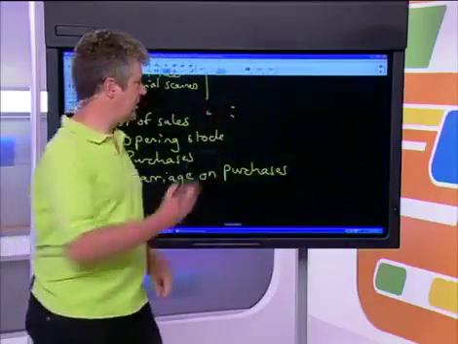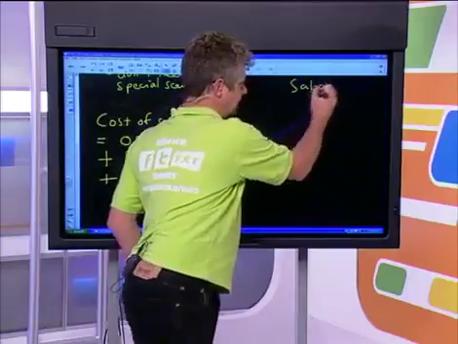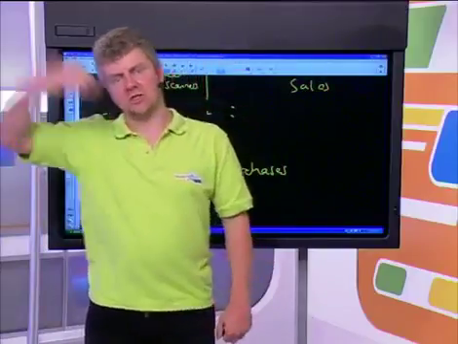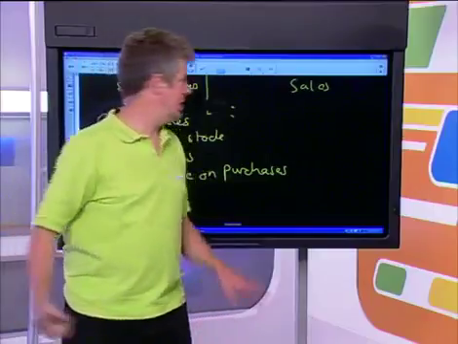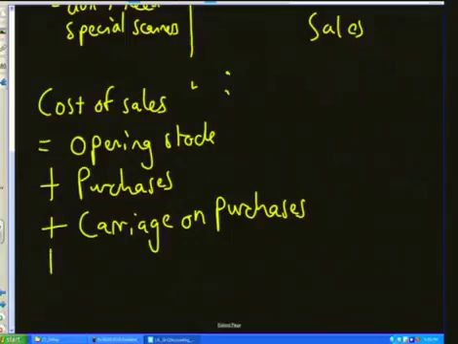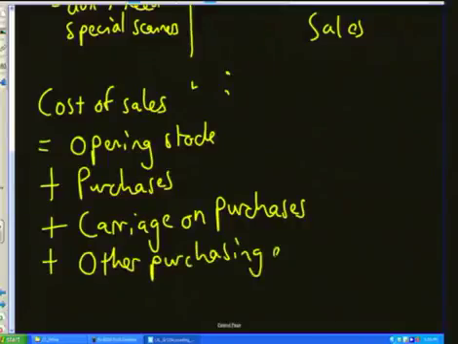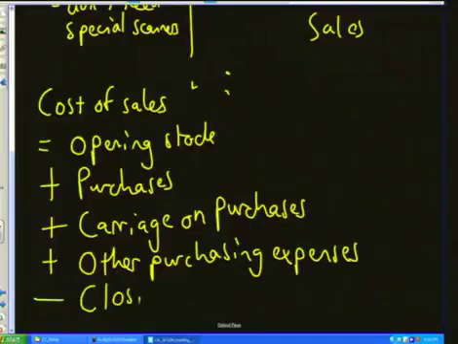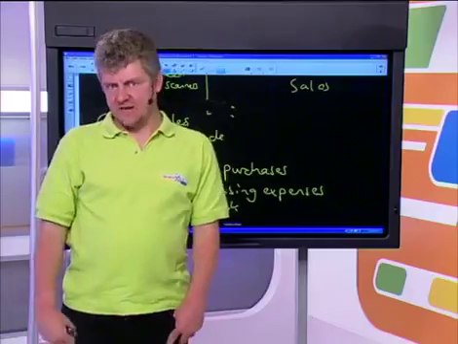Please don't confuse it with carriage on sales. Carriage on sales is the cost of getting the product to the customer once I'm selling it to that person. So we're going to add carriage on purchases, and we're going to add other purchasing expenses. Other purchasing expenses usually include something like import duties, or it might be some other costs that you might have, such as freight or something like that. And then we're going to subtract our closing stock, and that is actually going to give us the answer for our cost of sales under the periodic inventory system. So well done, Prince. That's exactly the right answer.